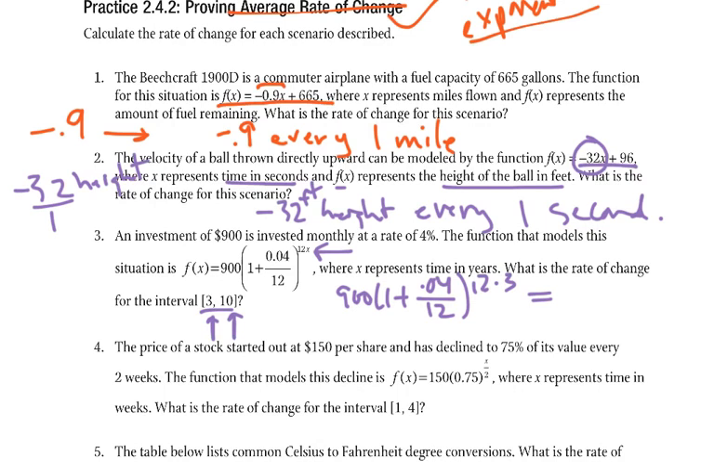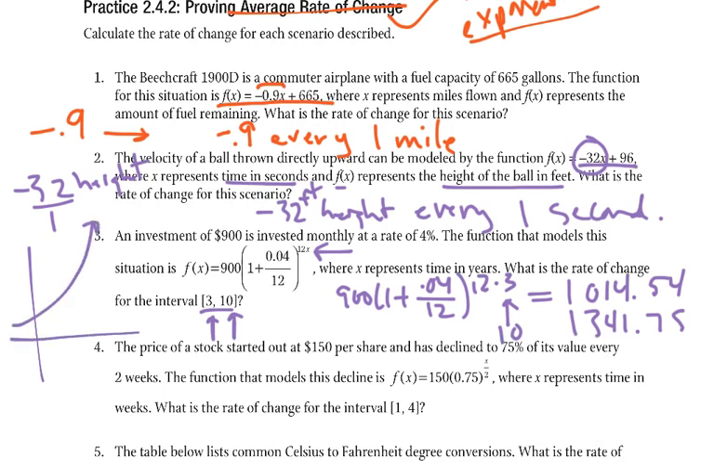And then that gives us 1014 point, and we're dealing with money, so probably just round to the nearest hundredth, 54. Okay, then we do the same thing, but instead of 3, I use a 10. So I'm going to do the same thing, but instead it'd be 12 times 10. Okay, that gives me 1341.75.